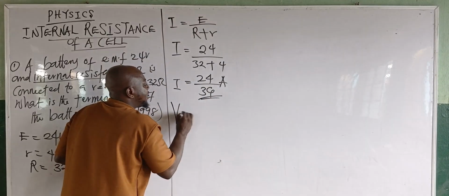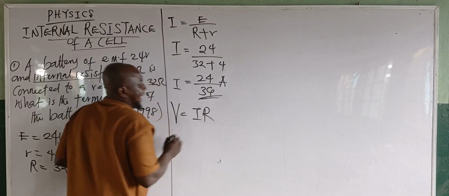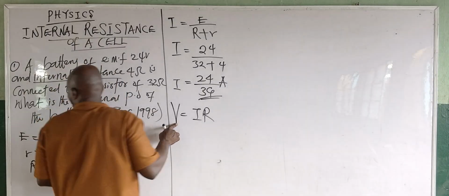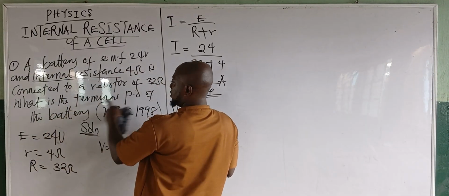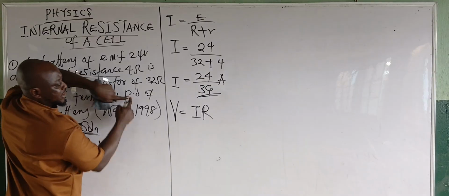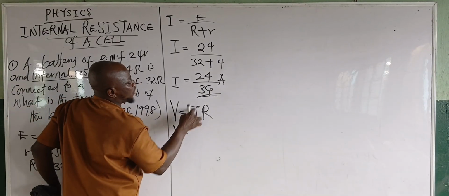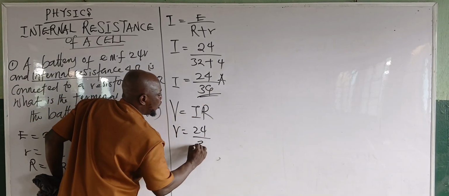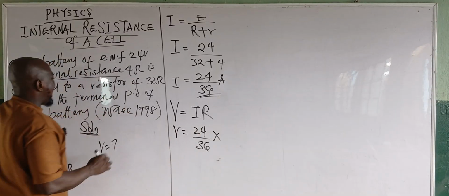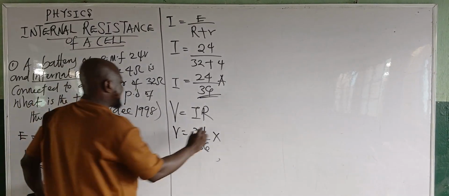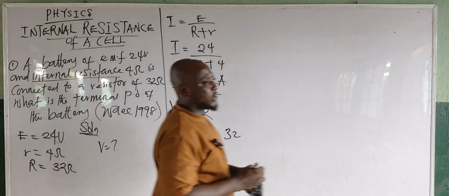Recall that our Ohm's law gives us this for us to get V. V is the potential difference, guys. So we say V equals current times big R. What's my current here? It's 24 over 36, times what is my big R that is given to us here? It's 32.